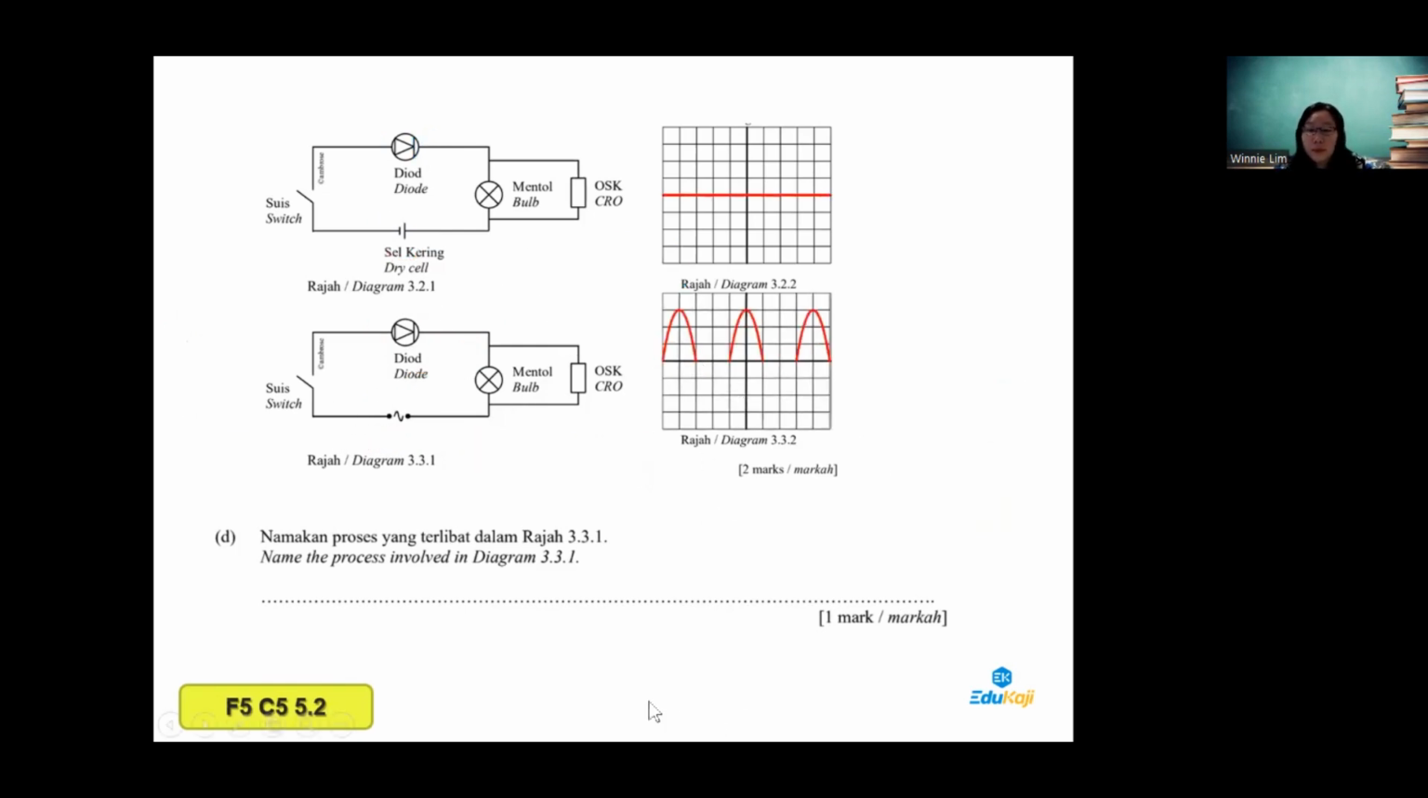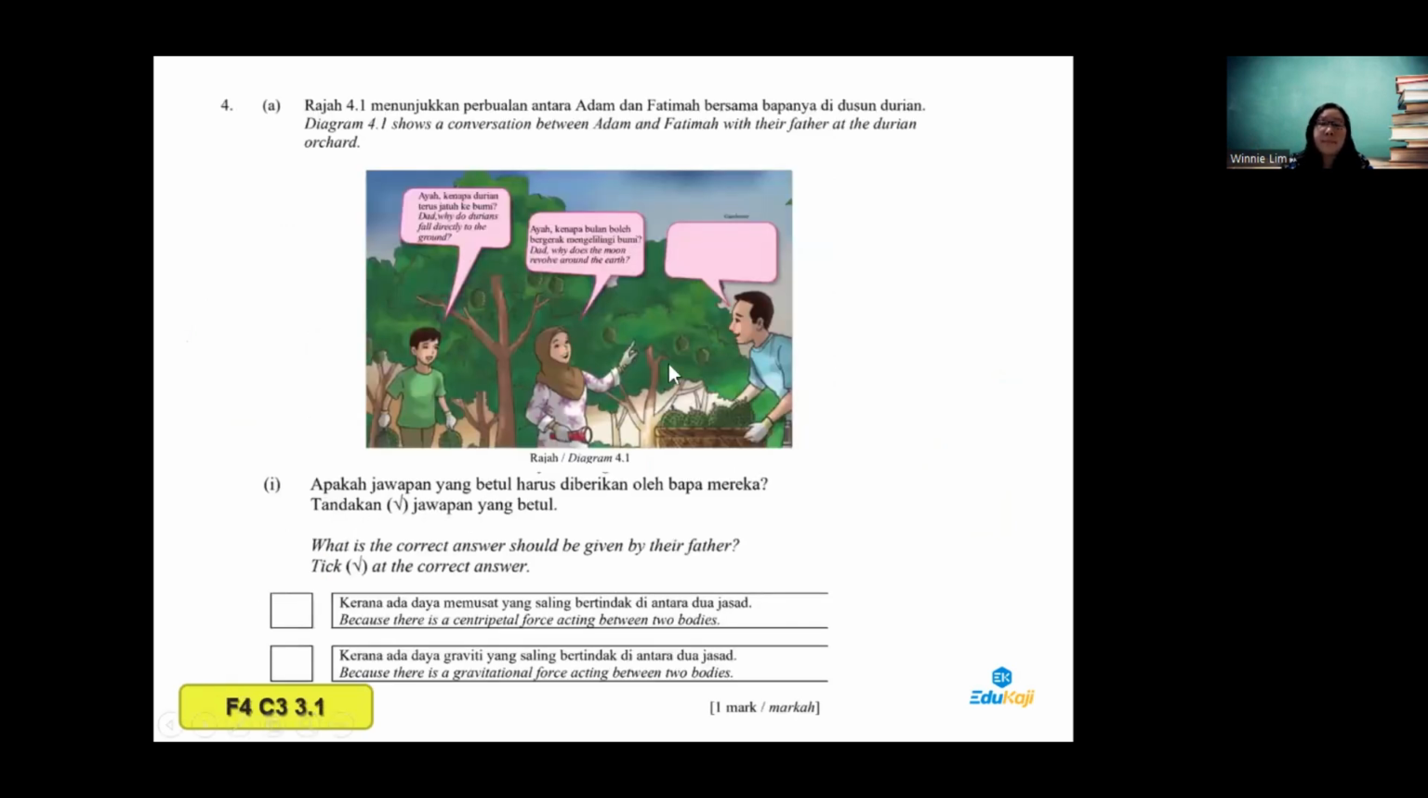Bear in mind, when there is 0 current, you have to show this line also. You cannot just leave it blank because there is nothing. You need to show it, because this is how it shows in the cathode ray oscilloscope, the machine that displays the wave pattern.